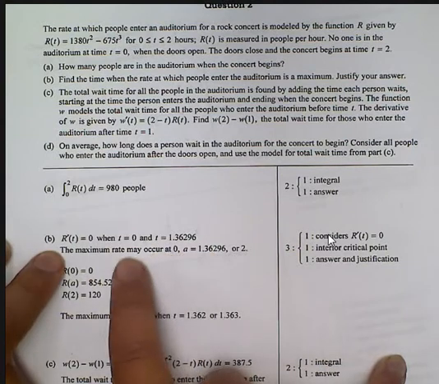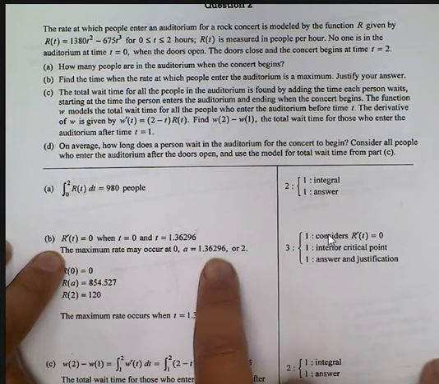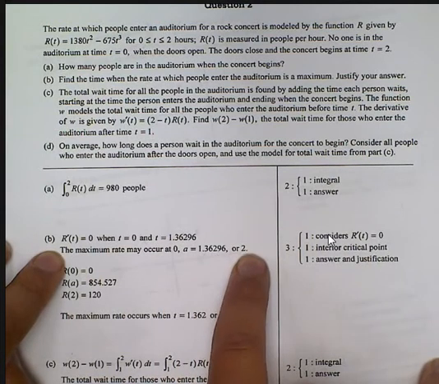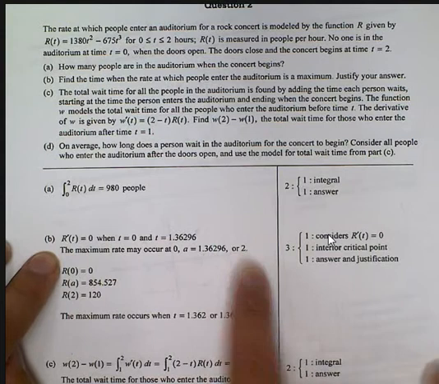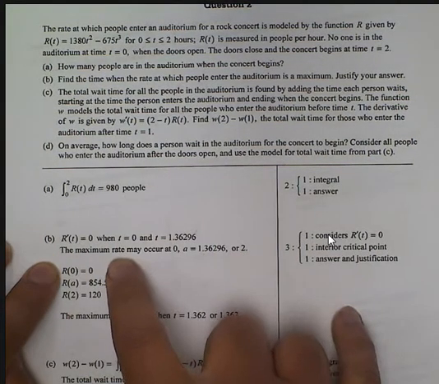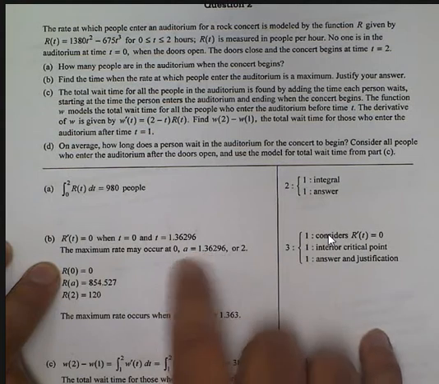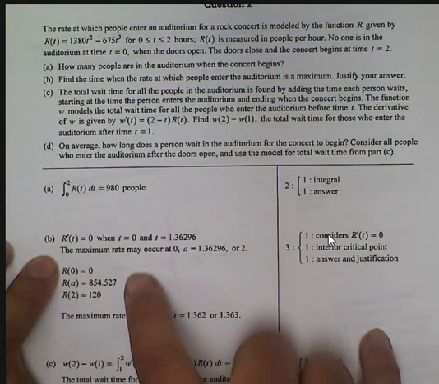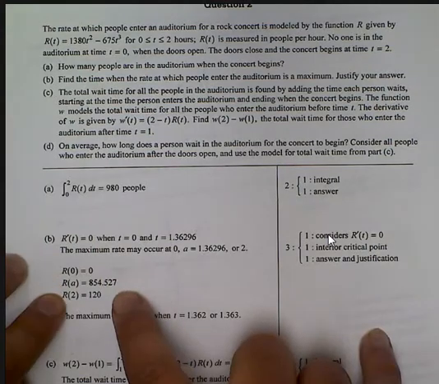The maximum rate may occur at 0 or 2, the endpoints. So R of 0, storing that as A, R of A is 854. R of 2 is 120.